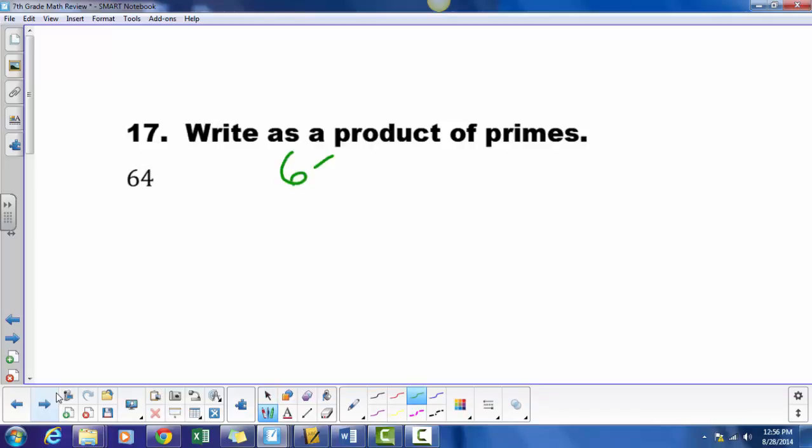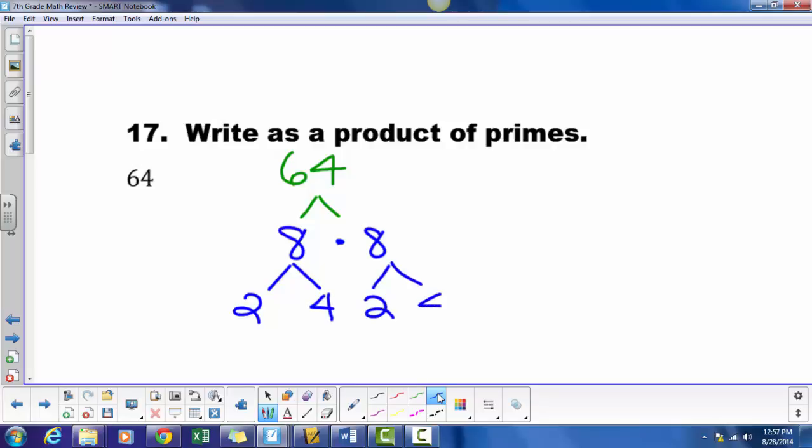Now we're writing as a product of primes. So this is where I'm going to make a factor tree. I have the number 64, and I have to divide up this number with primes. Well, I know 64 is the same thing as 8 times 8, but neither one of those is prime. So let's see. I can break up the number 8 by multiplying it, or 8 is the same thing as 2 times 4. So I can do that with both of them, 2 times 4. I'm going to circle my prime numbers. 2 is prime. So now I just have to break down the 4.